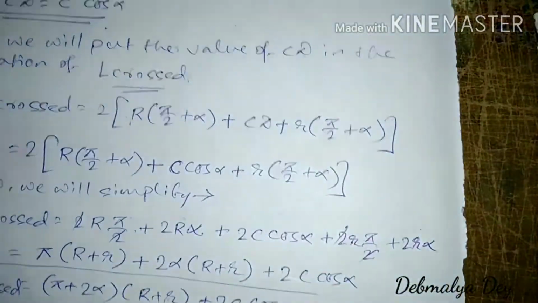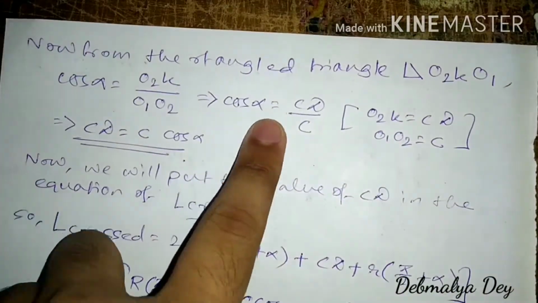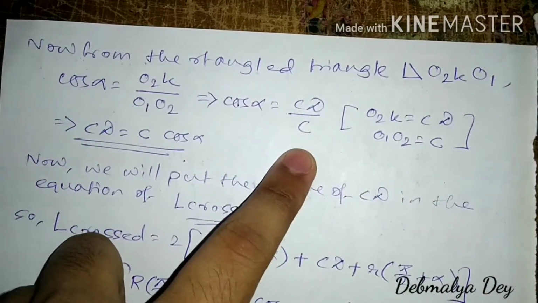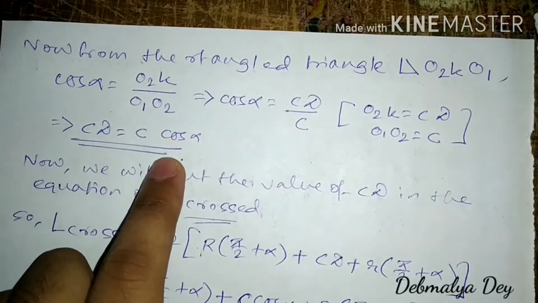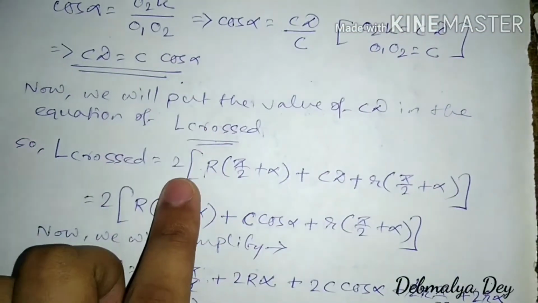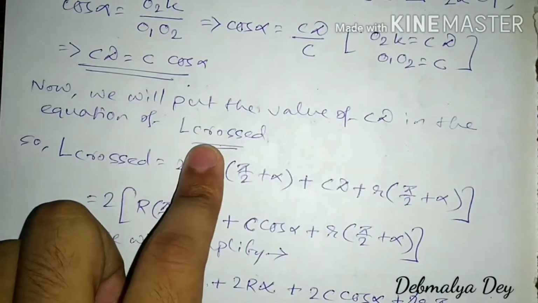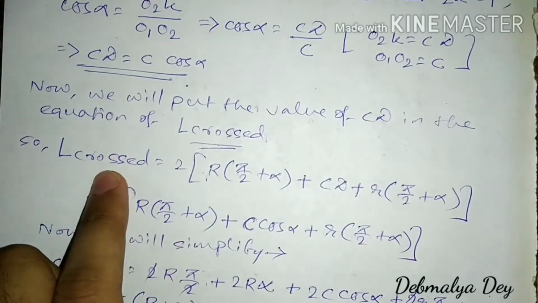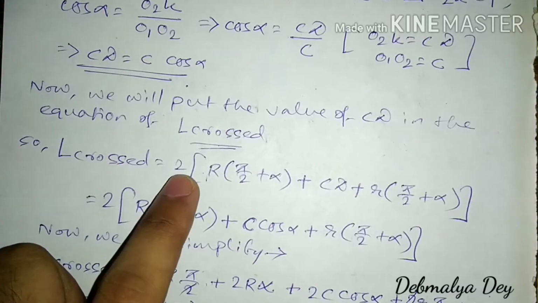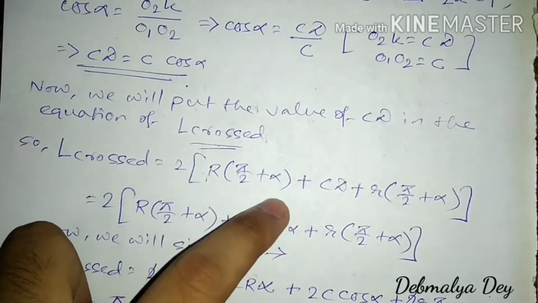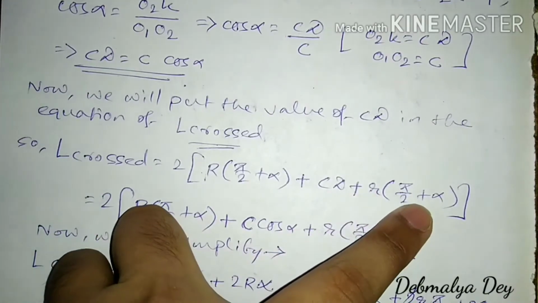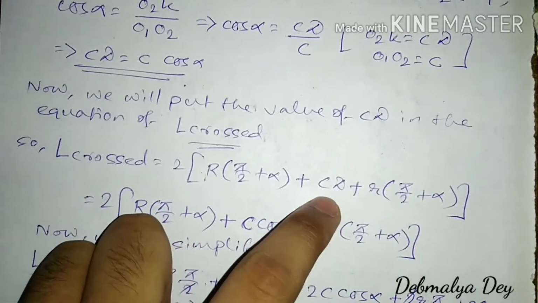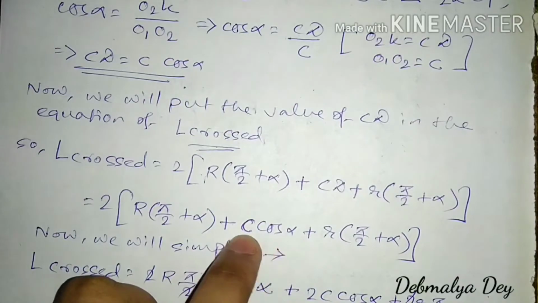See, on the next page I have written this: cos alpha equals CD by C, where C is the center distance. Now we can write CD equals C cos alpha. I hope this is clear. Next, we will put the value of CD in the equation of L cross. L cross was equal to 2 into R plus pi by 2 plus alpha, plus CD, plus r into pi by 2 plus alpha. Now in place of CD we have substituted C cos alpha.